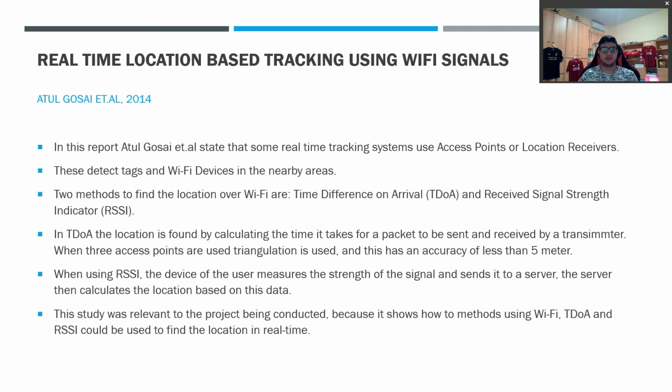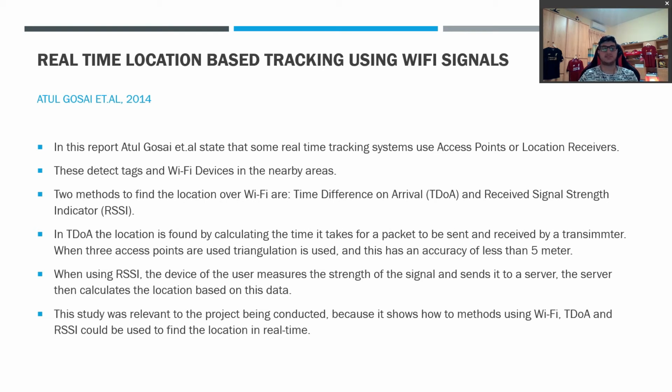The two methods to find location over Wi-Fi are time difference on arrival, or TDOA, and received signal strength indicator, RSSI. In TDOA, the location is found by calculating the time it takes for a packet to be sent and received by a transmitter. When three access points are used, the triangulation method is used, and this has an accuracy of less than 5 meters.